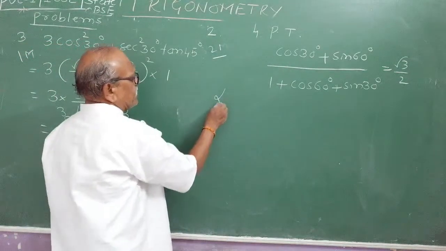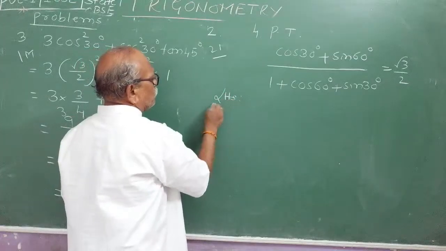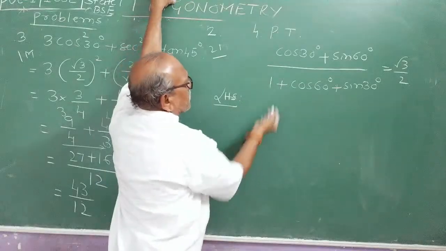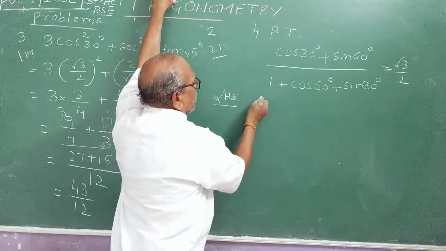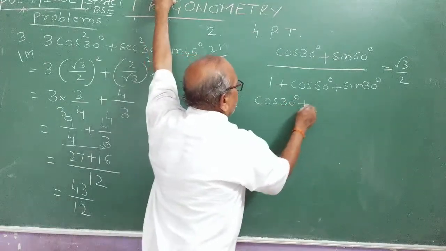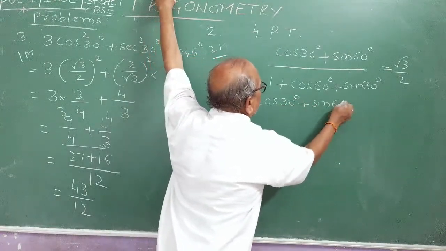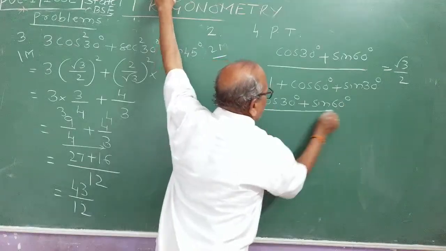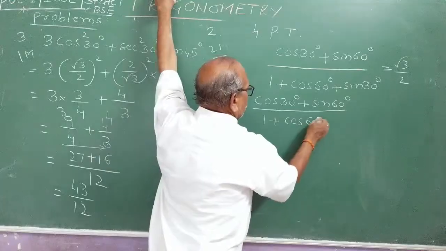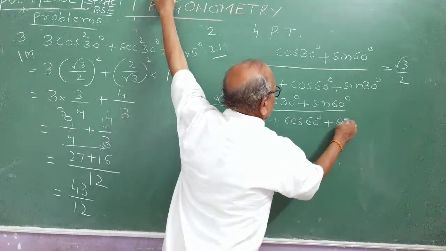You take the left hand side. Whenever you are asked to prove, you write the left hand side. Substitute the value of cos 30 degree. You have to note down the left hand side in the exam like this: cos 30 degree plus sin 60 degree. Write the question correctly, LHS. You have to show this step, divided by 1 plus cos 60 degree plus sin 30 degree.